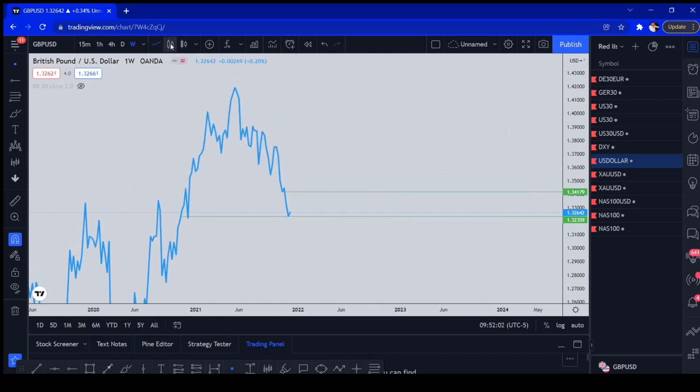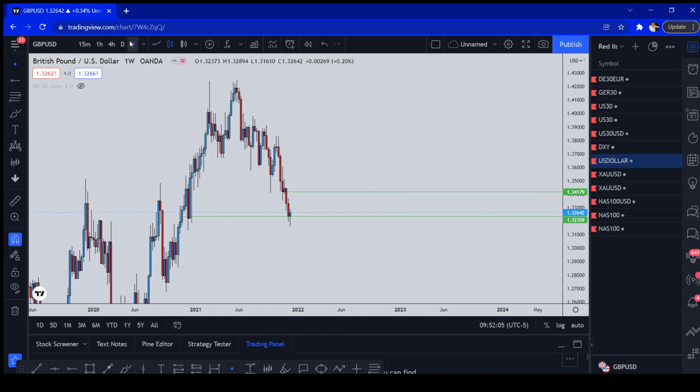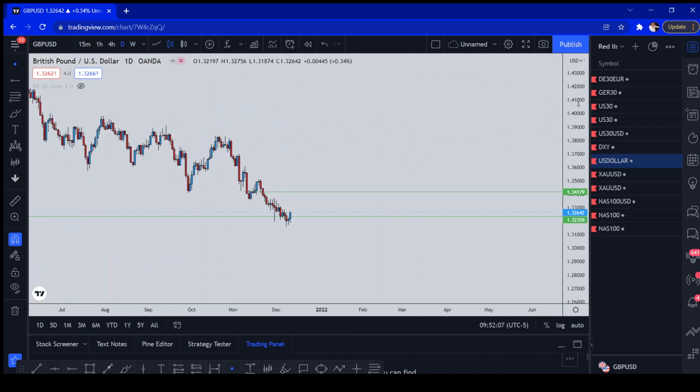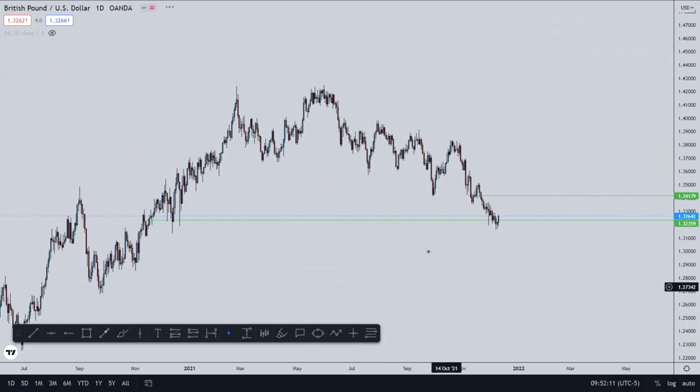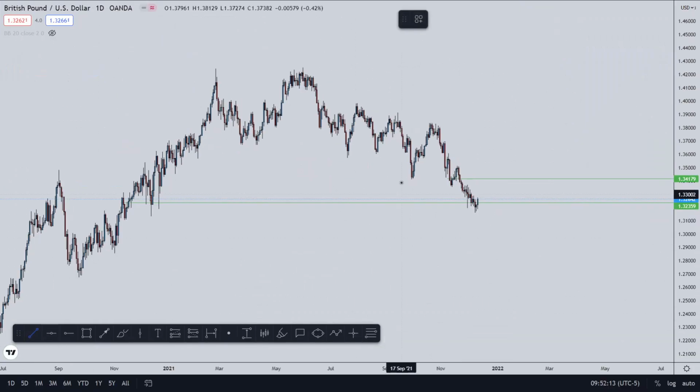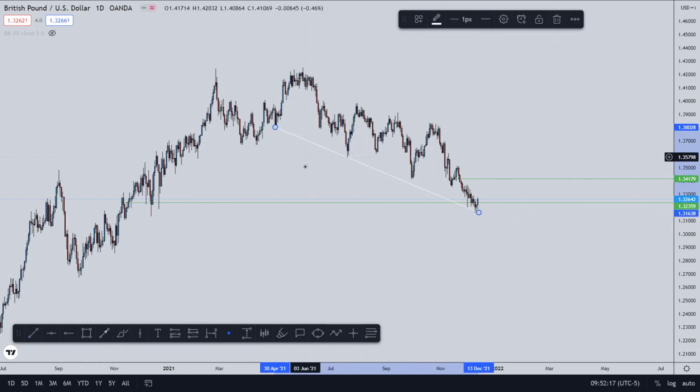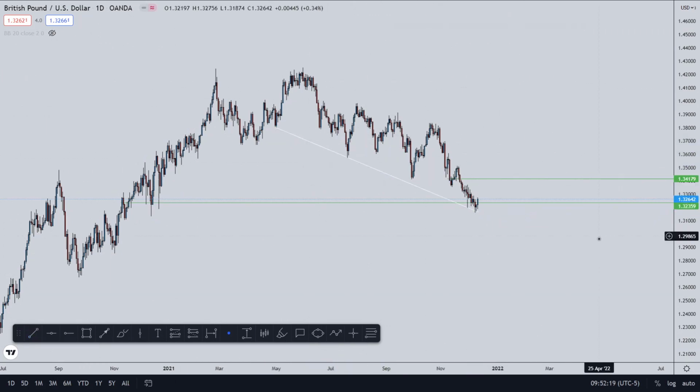But before we do that, everything's looking good here. We head over to the daily, see what the daily is telling us, like so. So on the daily, it is quite clear that we are still in a downtrend. Over here, we draw a trend line to cater for our touches.